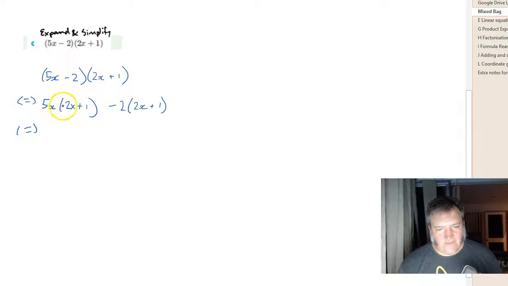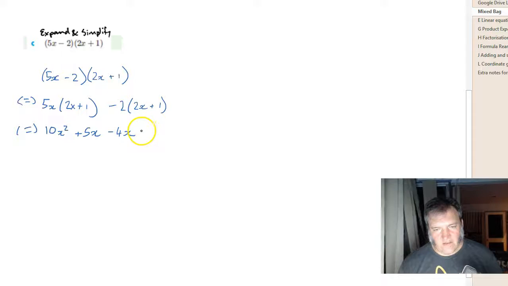Now we do our expansion. 5x by 2x is 10x squared. 5x by 1 is 5x. Negative 2 by 2x is negative 4x. Negative 2 by 1 is negative 2. What are we left with?